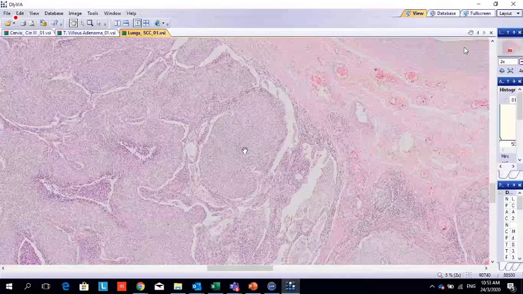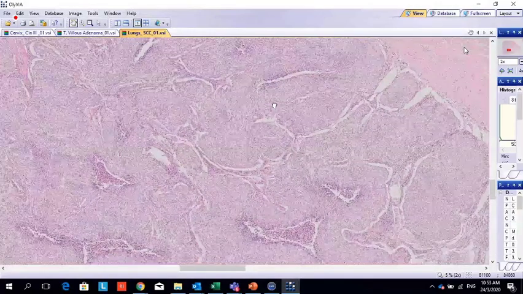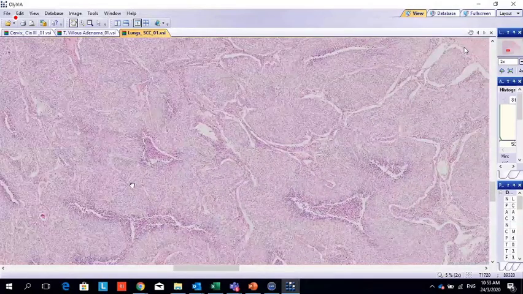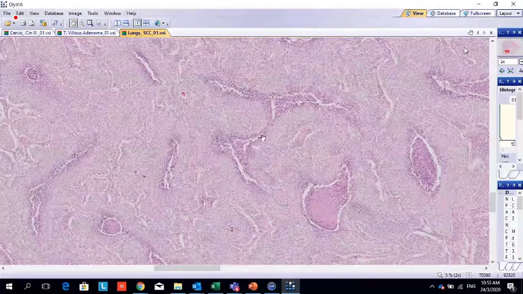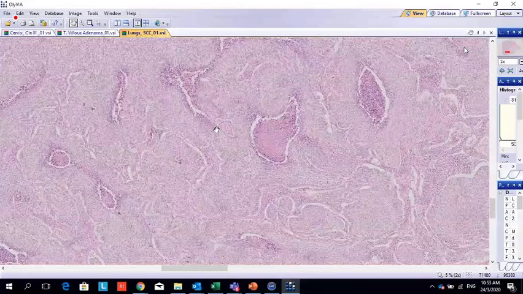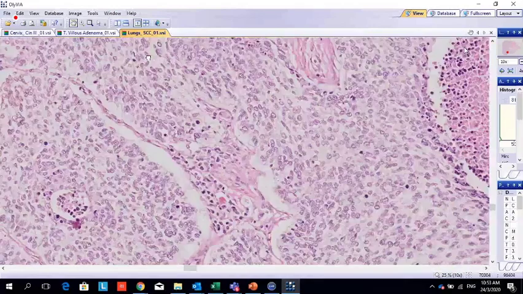Malignant. Yeah, malignant what? Squamous or adeno or squamous. Squamous cell carcinoma. How do we know it's squamous? Because the lining of the alveoli is made of squamous cells.